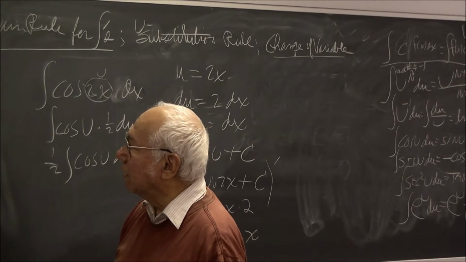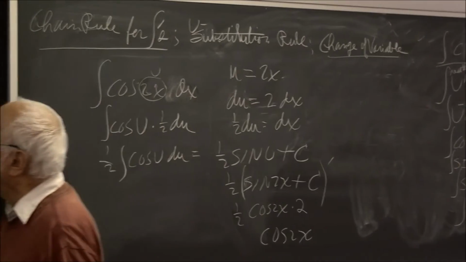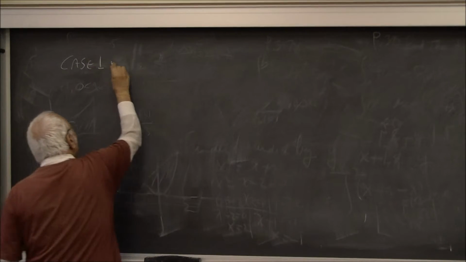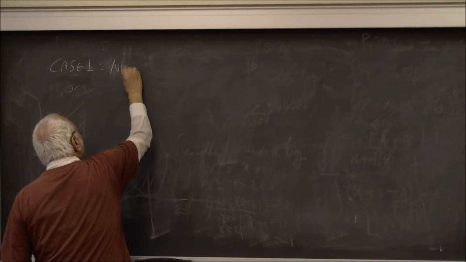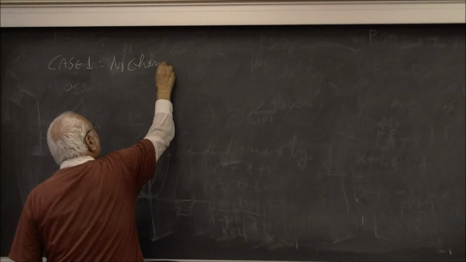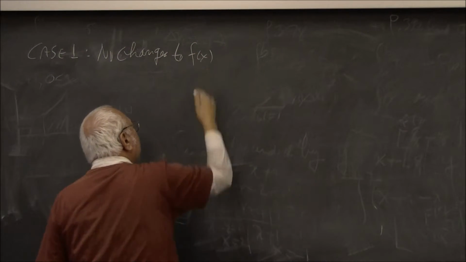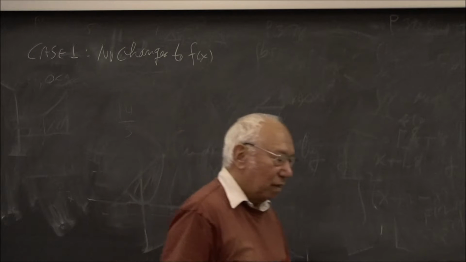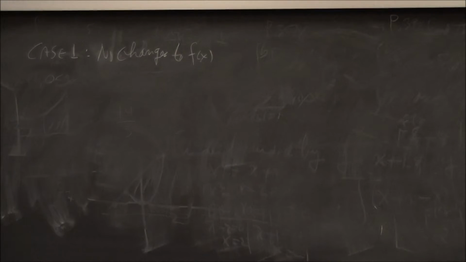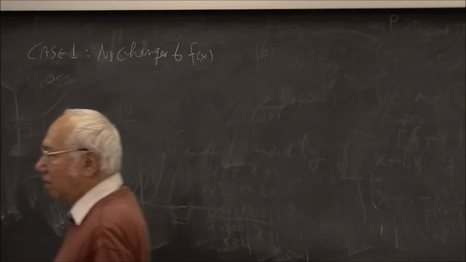So you can assume that anything your teacher gives you to integrate, you'll be able to do. So here's what I call case 1. No changes to f of x. No changes to what you got under the integral sign. You don't have to do anything, and you just use the chain rule form of the integral, and you can find out what your problem is.